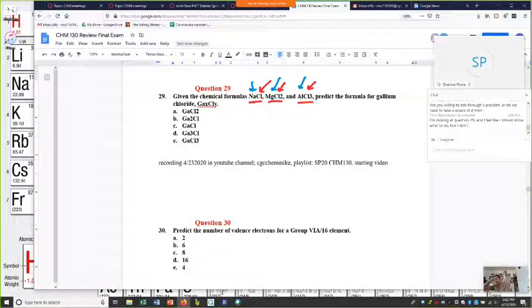We'll look at a periodic table in a sec as the background. I don't think I have anything suspicious back there, so we should be okay with that.